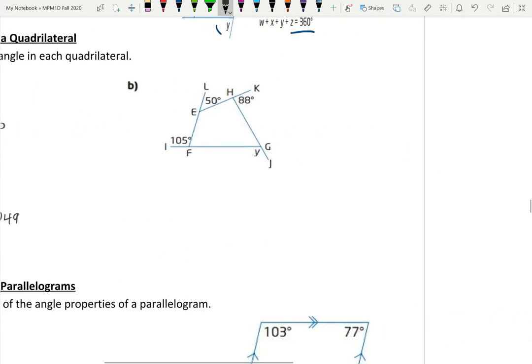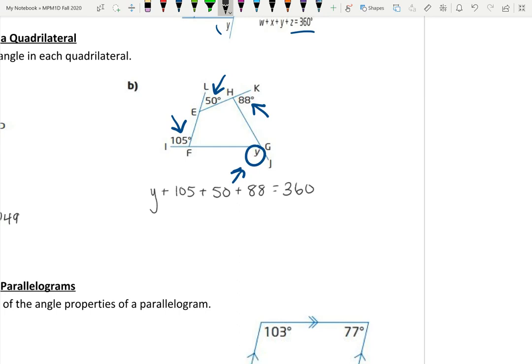And B, we're trying to find Y. So that's an exterior angle. Now remember, exterior angles also add up to 360 degrees. So 50 plus 88 plus Y plus 105 is equal to 360. Simplifying my like terms and then isolating for my unknown. Okay, moving on.